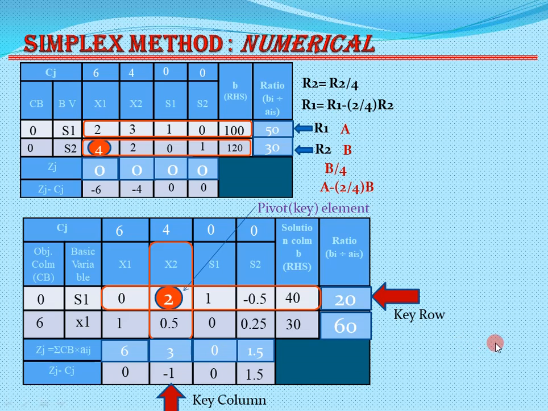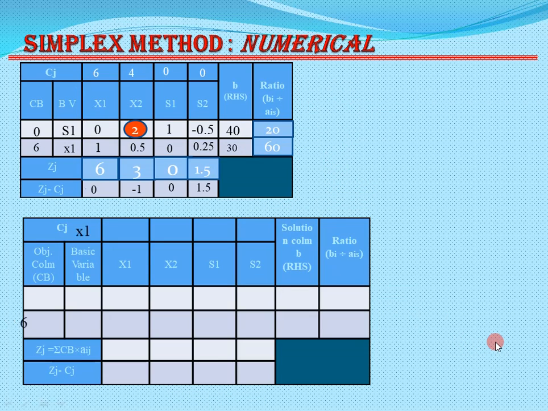So let's prepare again another table. And for this next table, again the variable which is present in that key row is going to vanish, and the variable which is present in the key column is going to be entered. So for the first row, we have to write the basic variable as x2 and its coefficient in Cj, that is in the objective function, as 4. So this value we have to write in this objective column.